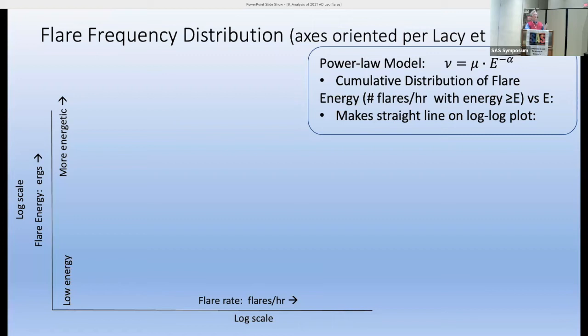And the standard model is a power law, shown in the equation up there, where the flare rate falls off as some exponential of the flare energy. So let's plot the cumulative energy distribution, number of flares per hour on the horizontal axis and flare energy on the vertical axis. And I emphasize this is the cumulative distribution, so each data point is going to be the flare rate for flares of that energy or larger.